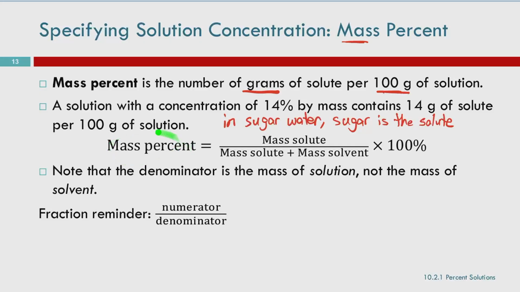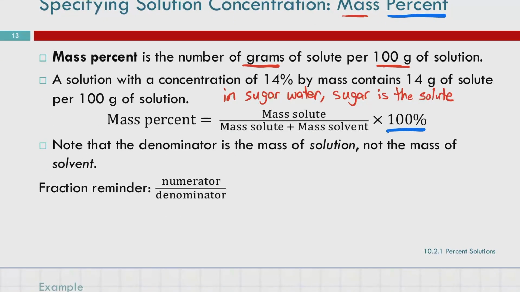Our formula for mass percent is the mass of the solute over the mass of the solution, which is the solute plus the solvent. And then we multiply it by 100% because it's a percent. And the denominator is the mass of solution, not the mass of solvent. Pointing that out because we'll have an equation where we have mass of solvent in the denominator instead of mass of solution. Questions about this?